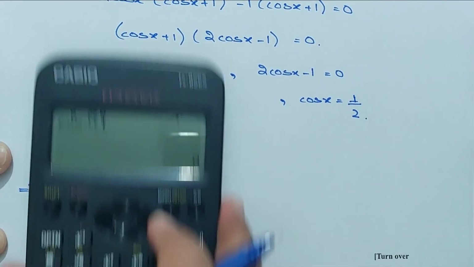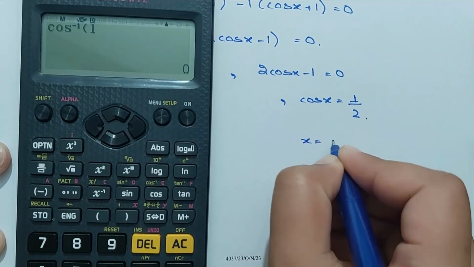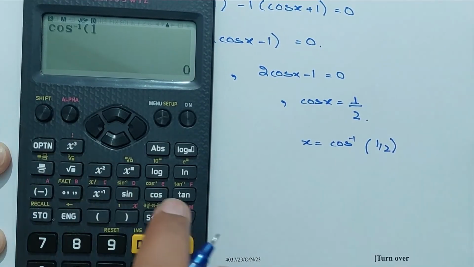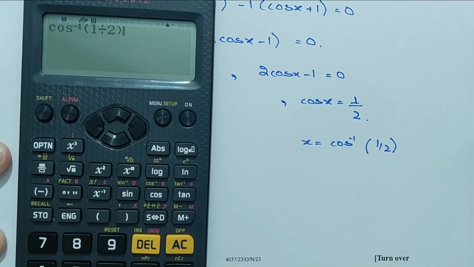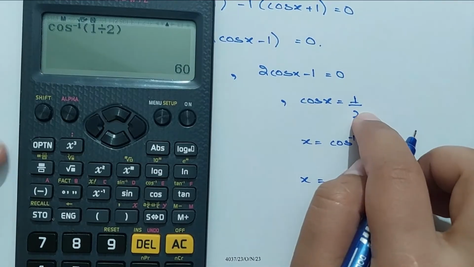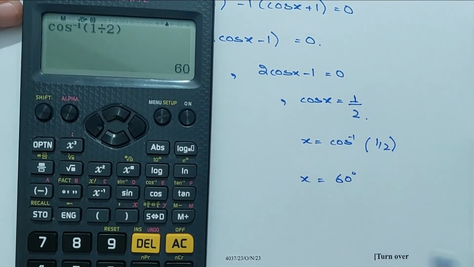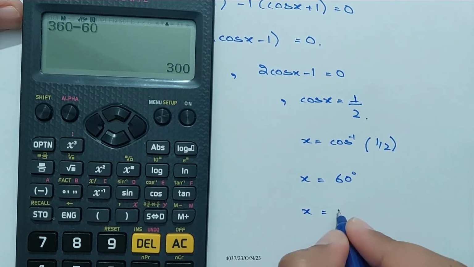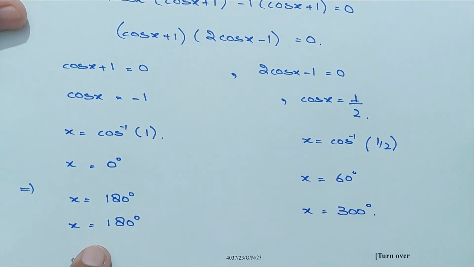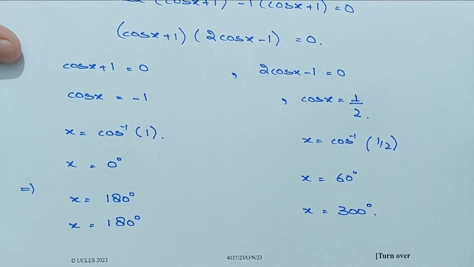Now for the next one, what is x? x equals cos inverse of half. Cos inverse of 1 by 2 is 60 degrees. x is 60 degrees. So here cos is positive in the first and fourth quadrant. So for the fourth quadrant, we have to do 360 minus 60, which is 300 degrees. So the solution is 60 degrees, 180 degrees and 300 degrees.